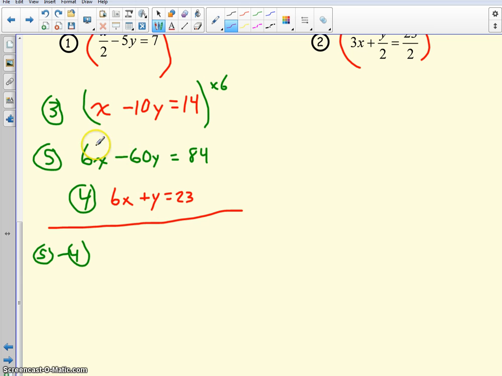Okay, so 6x minus 6x gives me 0. Here I have negative 60y minus 1y, so I get negative 61y. And over here I have 84 minus 23, so I get 61. Much nicer equation to solve here. So I get y equals negative 1.